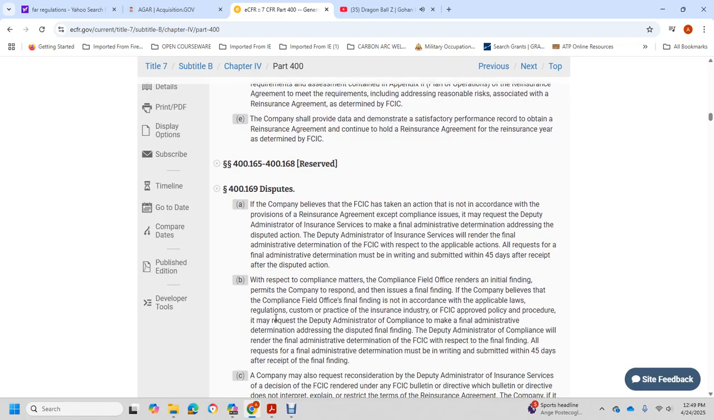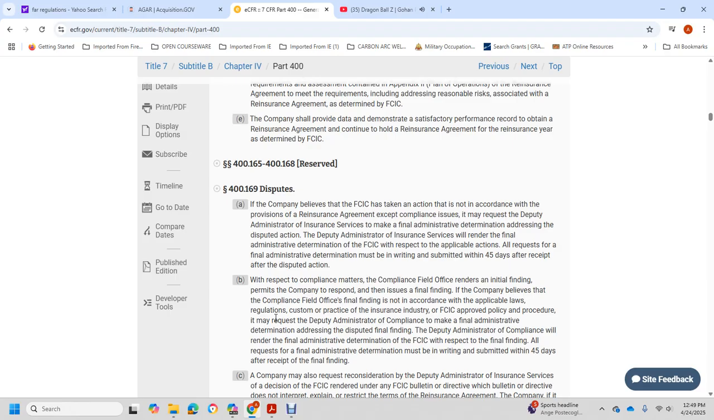400-165 through 168 reserved. 400-169, if the company believes the Federal Crop Insurance Corporation has not taken action in accordance with the provisions of the reinsurance agreement, it may request the Deputy Administrator for Insurance Services to make a final administrative determination on the dispute or action. The request for the final administrative determination must be in writing, submitted within 45 days of the receipt after the dispute or action.